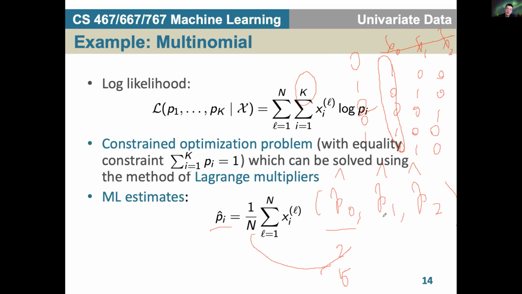Similarly, what is P1? 2 by 5 again? Yeah, same, because 1 appears in this term and this term. So it's the same. What is P2? 1 by 5, because it's only one term. If this is 2, then the summation of the third column is 1, divided by 5. So this is the intuition. Any questions?